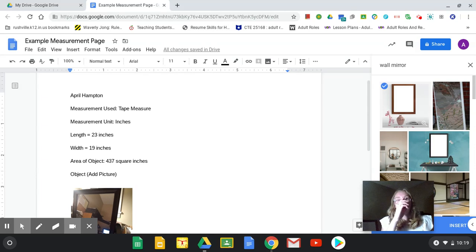Please let me know if you have any questions at all. Everyone is going to get a copy, their own copy of this measurement page, and I want you to fill it out and please submit it so then I can look at different things that you measured in your home that are rectangular objects.